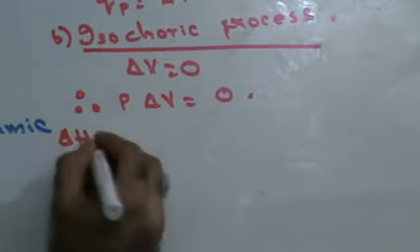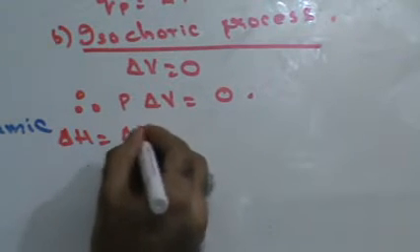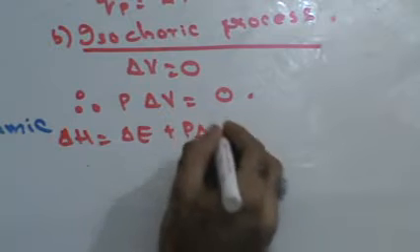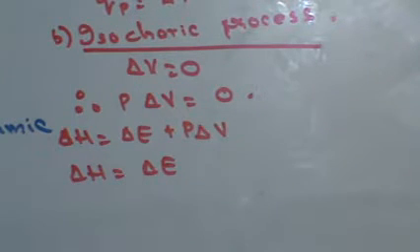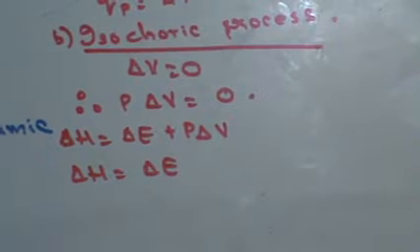Hence, enthalpy delta H, which is equal to delta E plus P delta V, will be equal to delta E. For an isochoric process, enthalpy will be equal to the internal energy because no external work is being done.